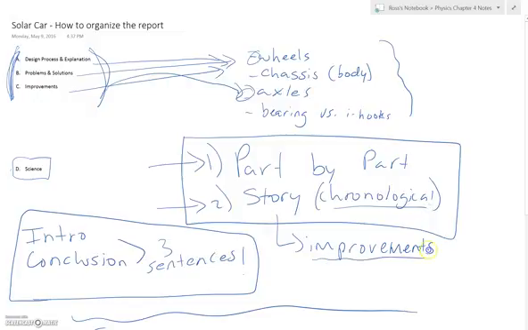If you're doing the story, your improvements could either be weaved in throughout the story that you're telling, right? As you talk about the problems and solutions to the axles, for instance, you could suggest an improvement right then. Or you could wait until the whole lab report is kind of done and make the improvement section be on its own. Either way would be fine. Same could go for part by part, though I think if you're doing it that way, it makes sense to give a suggestion for that car part if you have one.